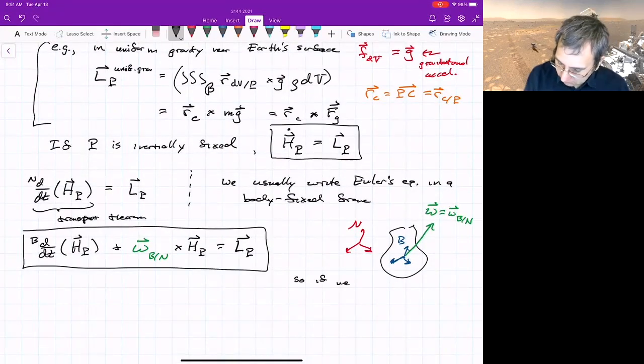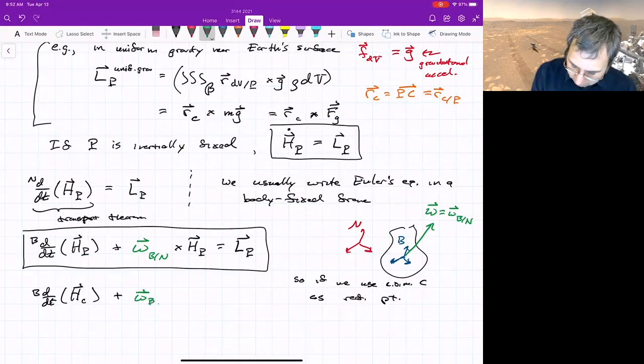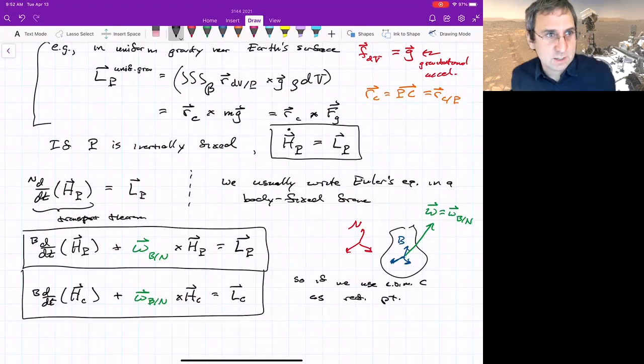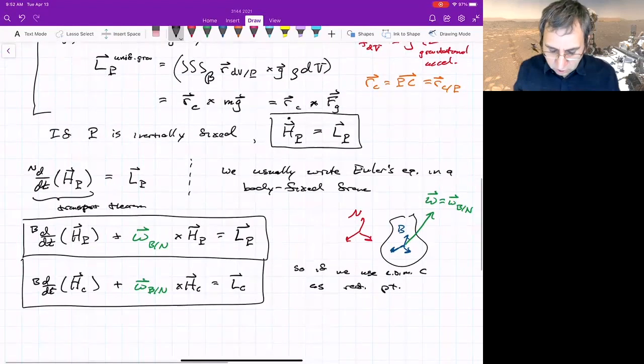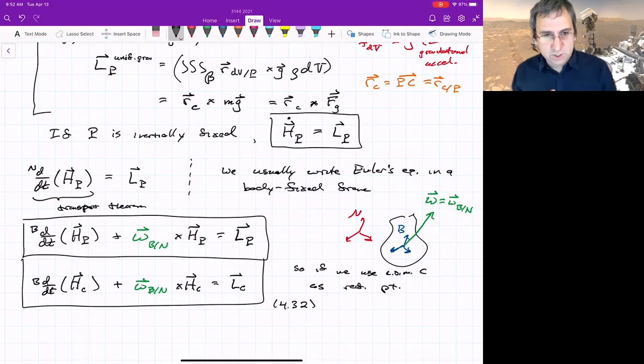If we use the center of mass as our reference point, we would have something that looks really similar. It's just with respect to the center of mass, and omega is just the angular velocity of the body. I'll just give you those two. They look the same except for that subscript. So this is also called Euler's equation. I think in the book this is 4.32. It's also called Euler's equation. We're just writing things with respect to the body fixed frame.